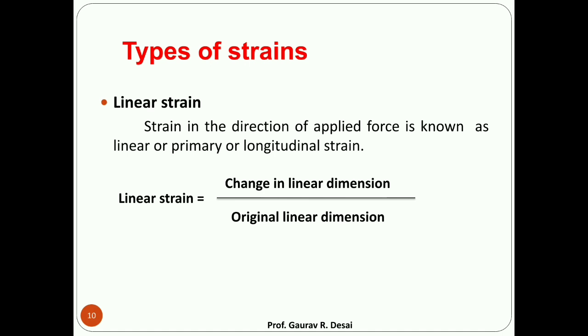So that change in length upon original length will give us the linear strain. It is denoted by the formula e is equal to delta L upon L. Delta L means change in length and L means original length. e or epsilon is denoted for linear strain.